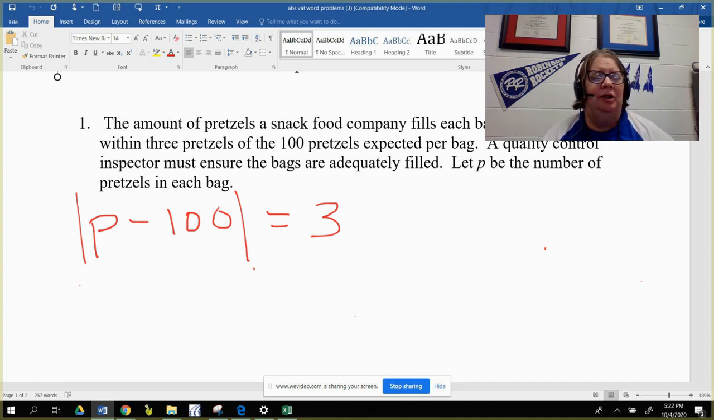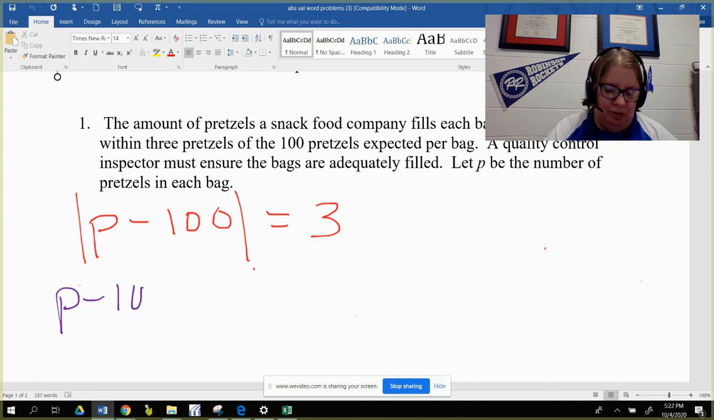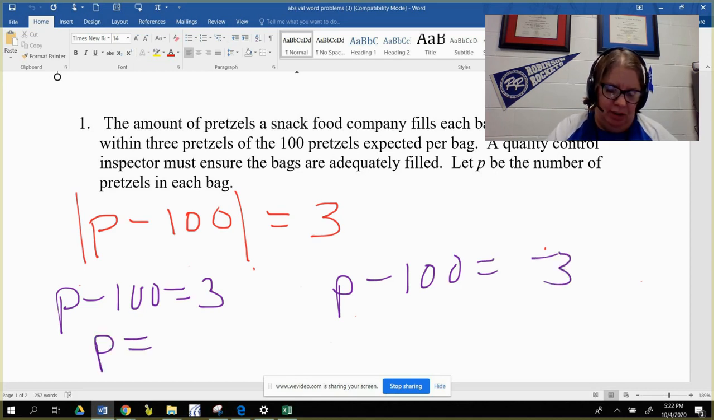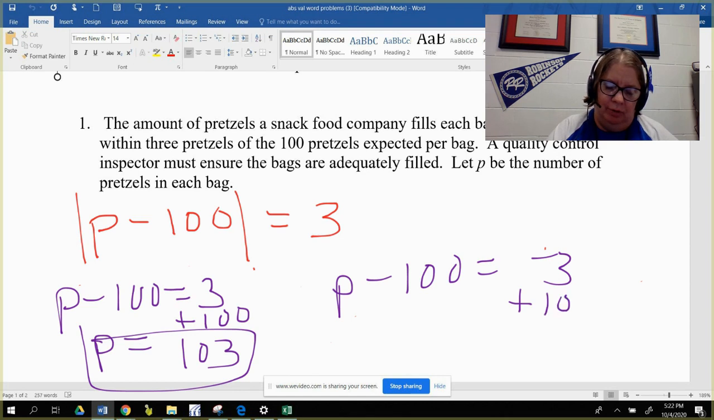Now, if we're going to solve that, some of you can do that in your head. If it can go as many as 3 over, how many can we have? We have 103. If we can have as few as 3 under, what's 3 under 100? It's 97. Think about what you know about absolute value equations. Isolate the absolute value, split it into 2 equations, solve it, add 100 here, add 100 here.